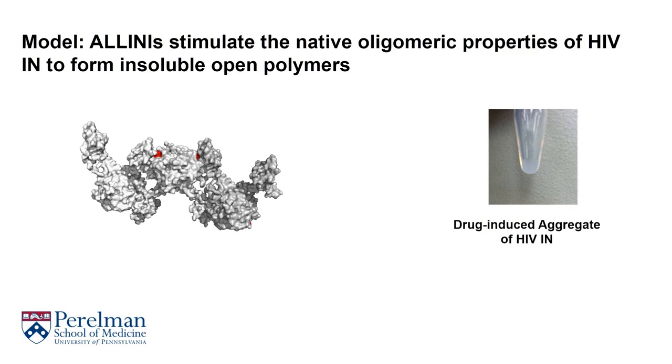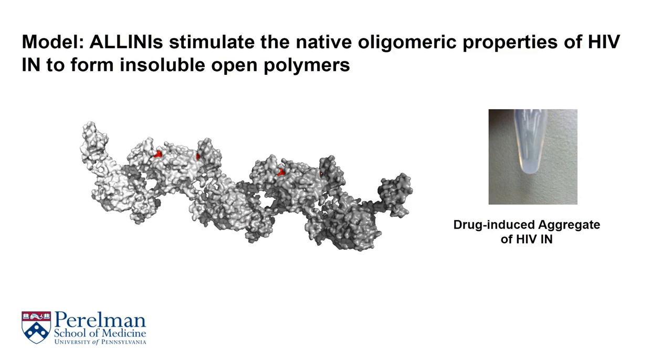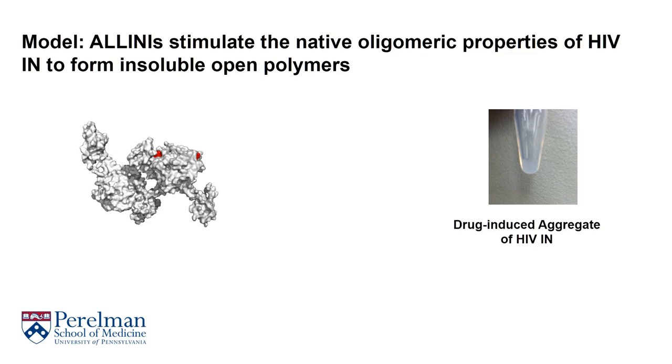Based on our results, all INEs stimulate the native oligomeric properties of HIV integrase to form insoluble open polymers. Perhaps the biggest surprise with the ALLINIs, underscored by our new crystal structure, is the unanticipated polymerization and late replication effects. These compounds were selected and designed to interrupt protein-protein interactions between LEDGF and integrase, which would be referred to as orthosteric inhibition.